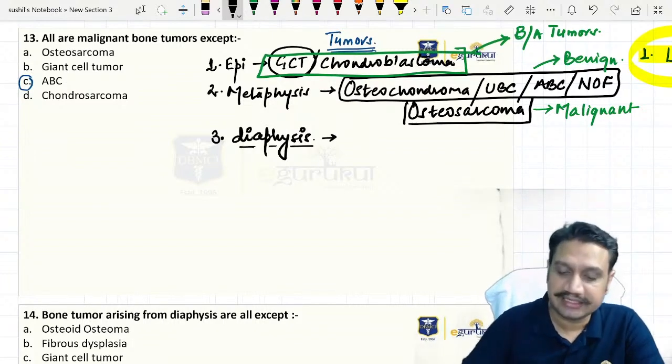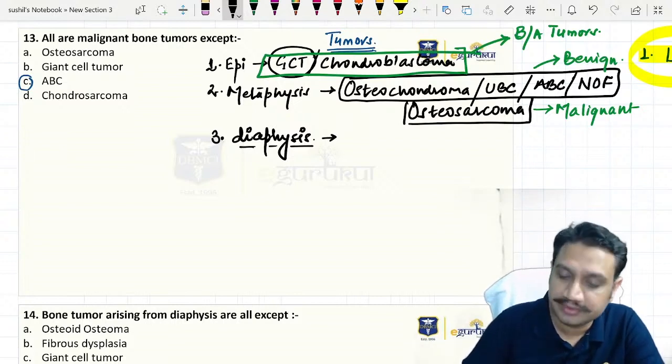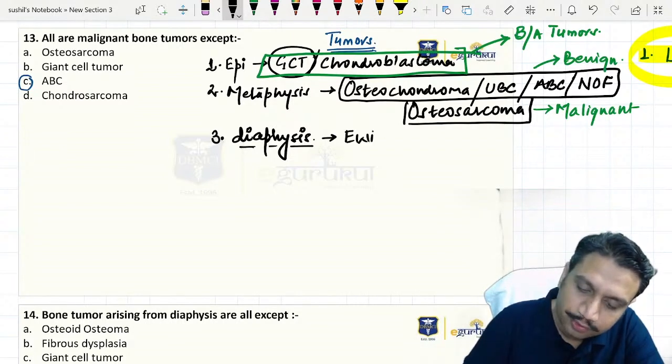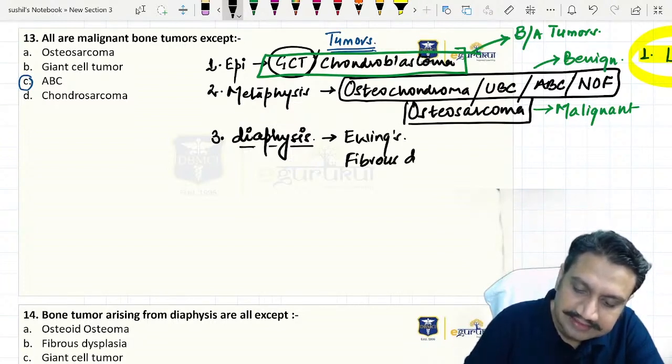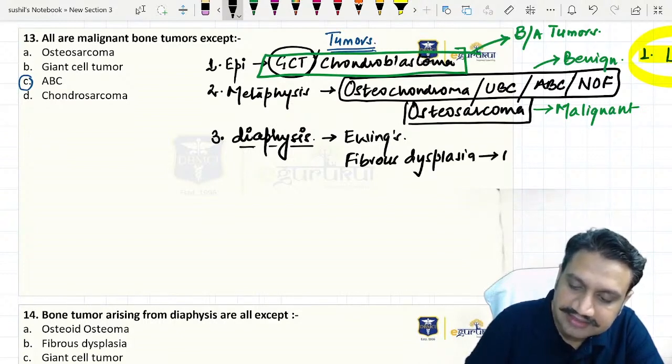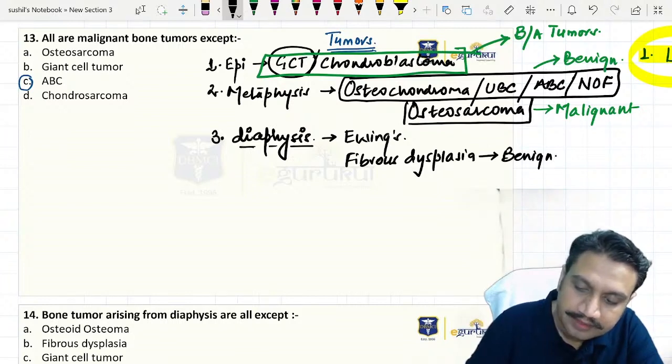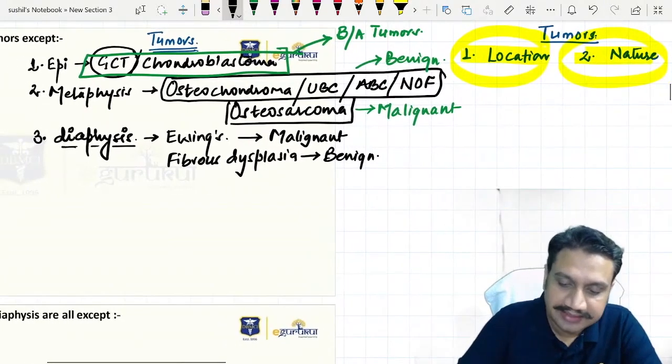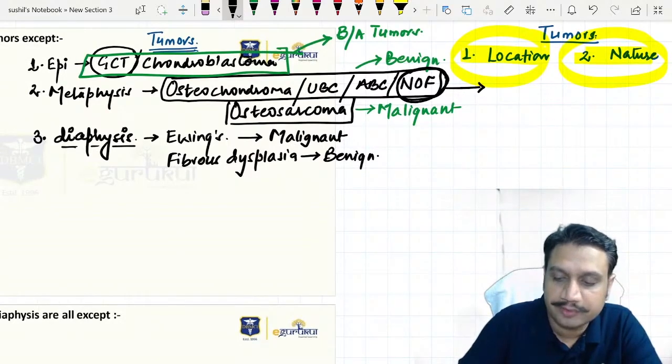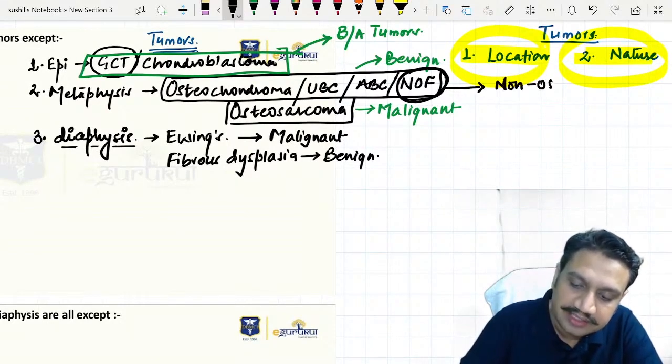Basically, the tumors that you have to remember from diaphysis are two: Ewing sarcoma and fibrous dysplasia. These are simple tumors which I want you to remember. Fibrous dysplasia is a benign tumor. Ewing sarcoma is a malignant tumor. I want only these tumors to be remembered by you. If you can remember these, then I think none of the questions will go out of it. This NOF is non-ossifying fibroma. So I have told you already two things.